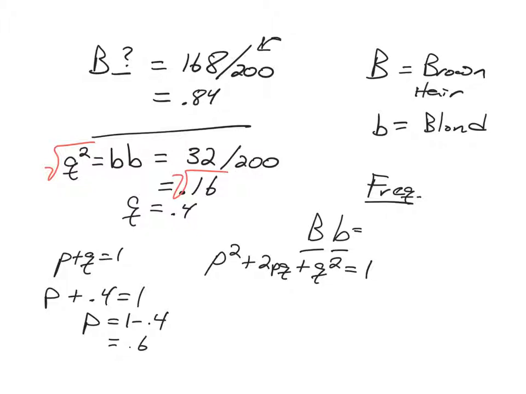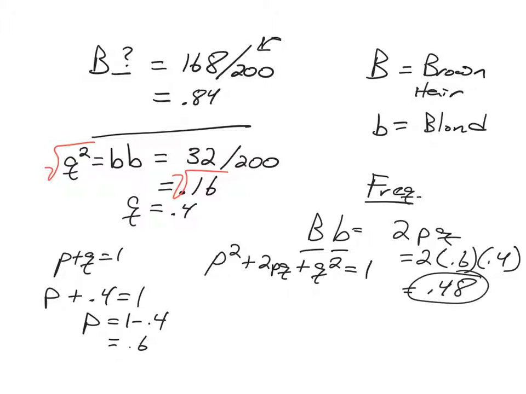So what you're going to do is figure out 2PQ. And that's 2 times what? 0.4. Well, it's 0.6, but either way, it doesn't matter. Keep it straight. It's 0.6 times 0.4, which equals what? 0.48. So 48% of the population are heterozygote. That's the answer there.